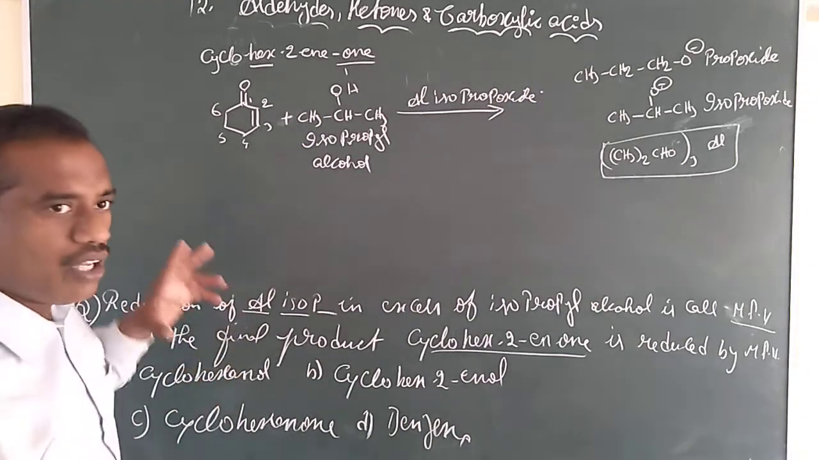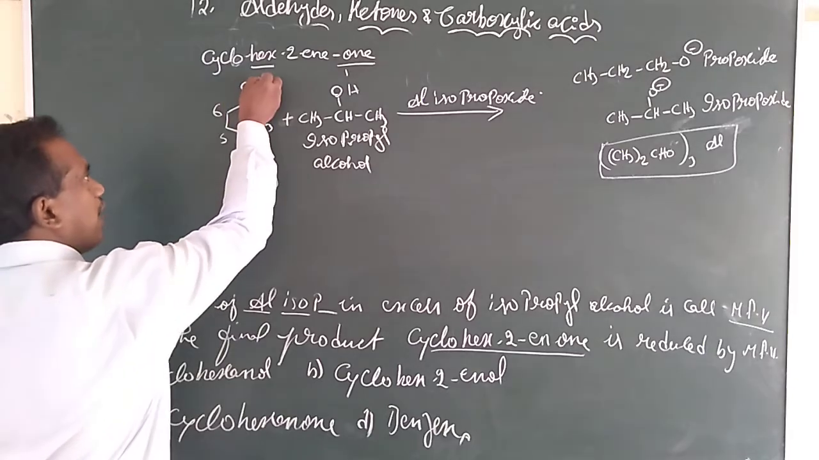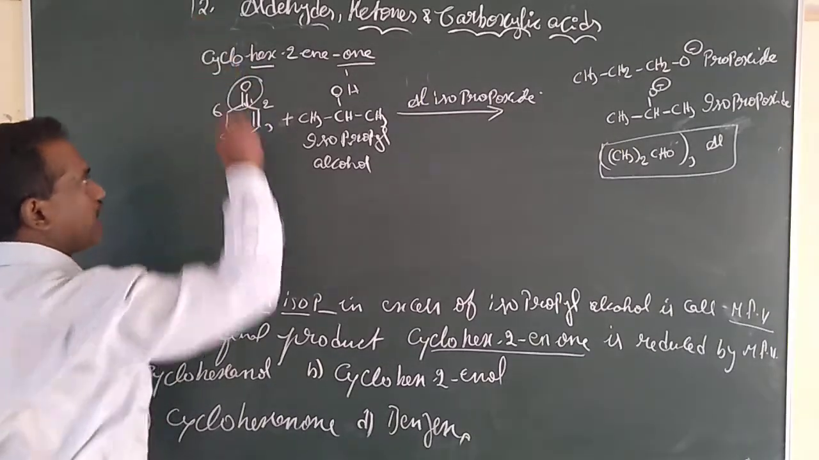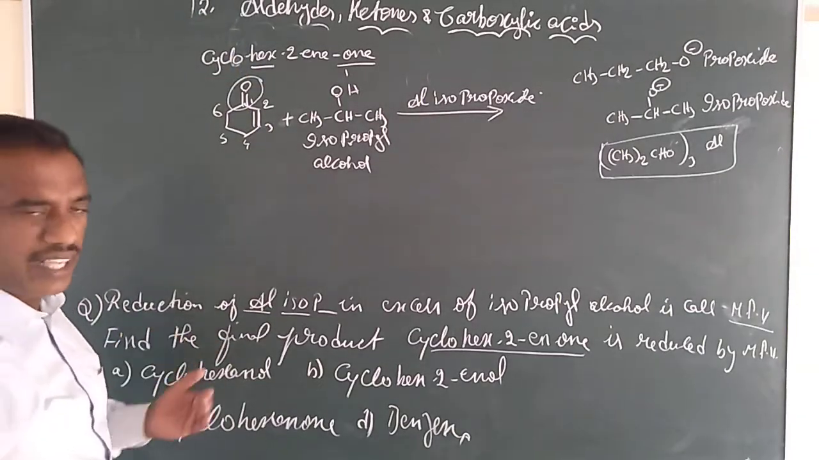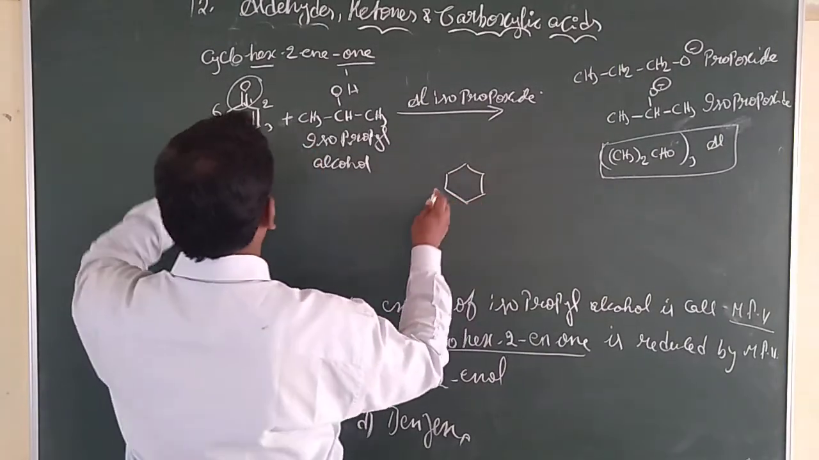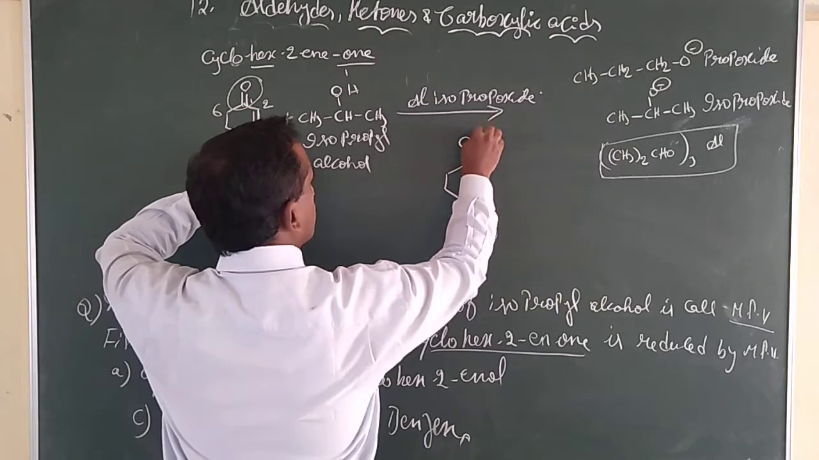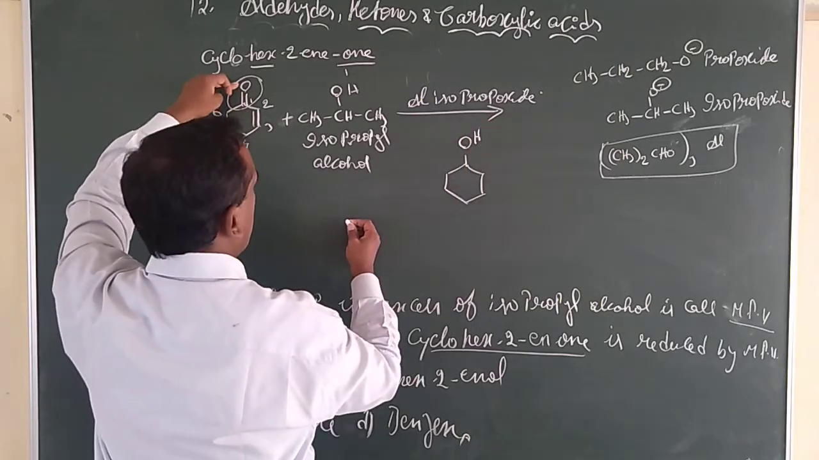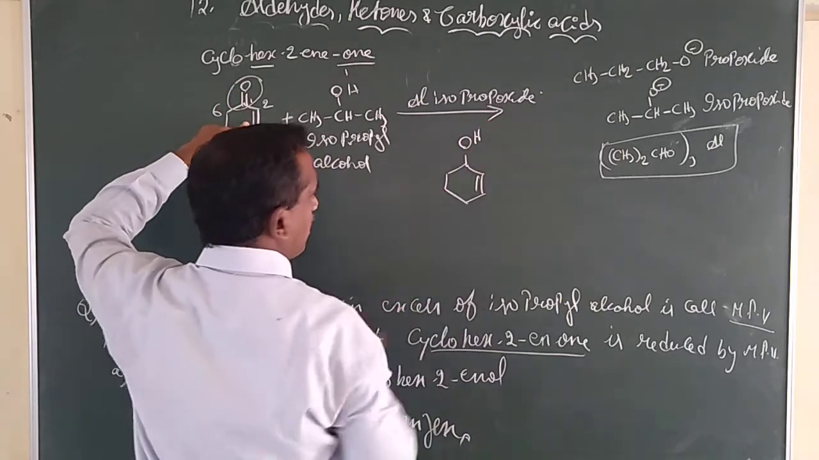Then what will happen? Only the ketonic part, this is the ketonic part, will undergo reduction. Then what is the product you will have? The product here is OH. Means here one hydrogen will be added, here hydrogen is added. The double bond is not disturbed.